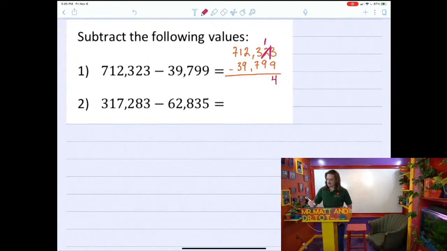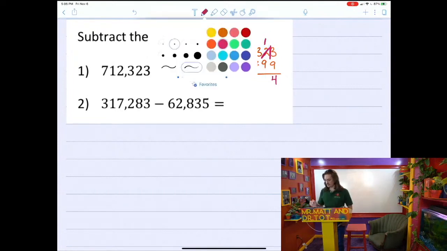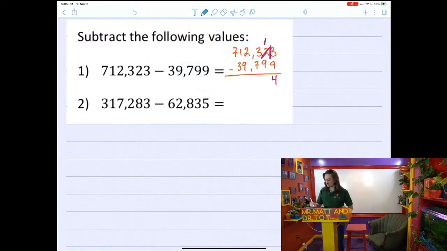In the tens digits, I have 1 minus 9. Again, 1 is smaller than 9, so I need to make an adjustment here. Let me get another color. And I'm going to borrow 1 from the 3 in the hundreds place. And so now the 1 in the tens place will become an 11. 11 minus 9 is 2.